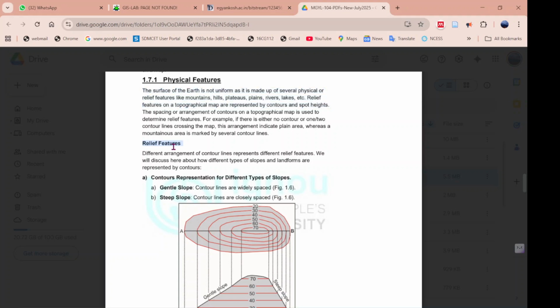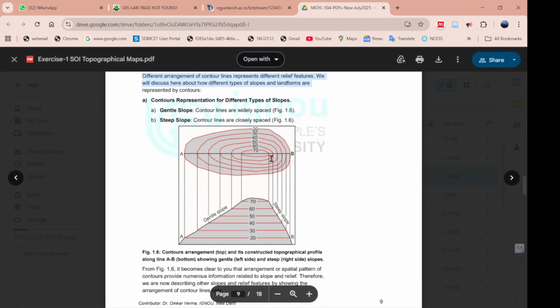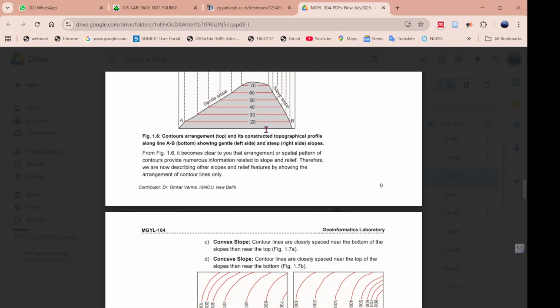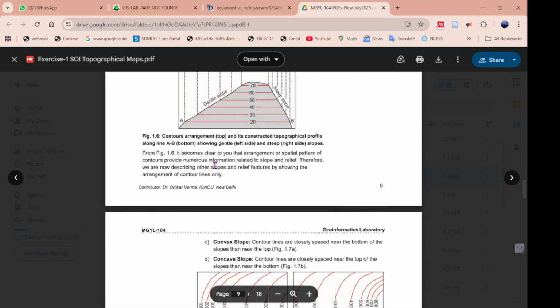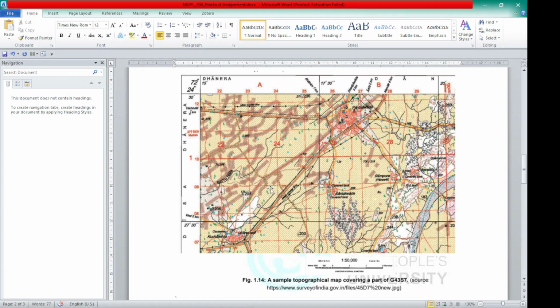So first is relief feature. Different arrangement of contour lines represent different relief features. We will discuss here how different types of slopes and landforms are represented by contours. So here the first thing is gentle slope and steep slope. When the contours are closely spaced, it is steep slope. When they are farther spaced, then it is gentle slope, as you can see over here. Now let us go back to the figure.